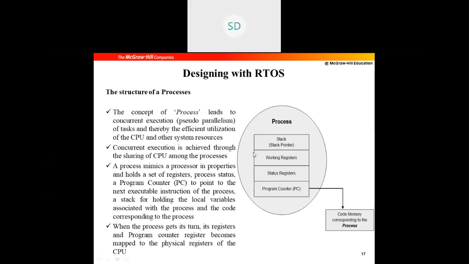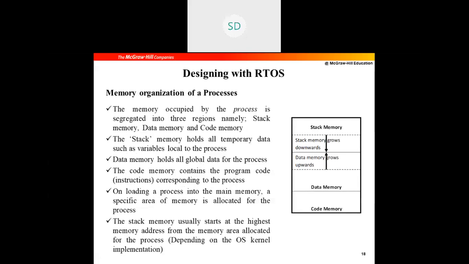Is that clear? I will have different processes in the memory. When this process gets its turn for execution, this information should be mapped. Whatever information is there in the stack, the working registers, status registers, and program counter has to be mapped to the main working registers of the main processor. So when the process gets the CPU, all this information will be mapped to the processor, and then the execution will continue. That is nothing but the structure of the process.